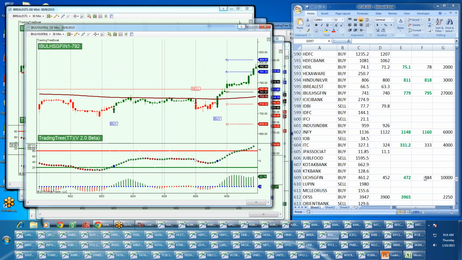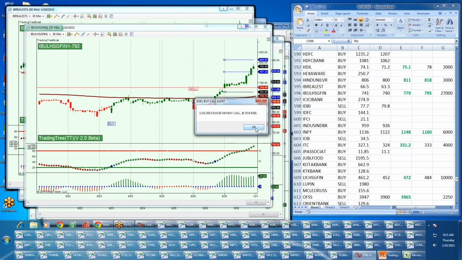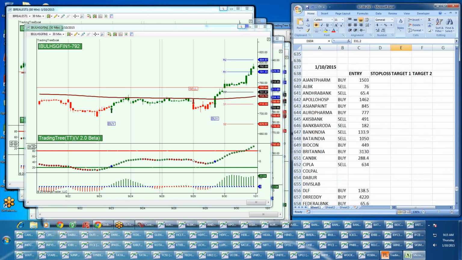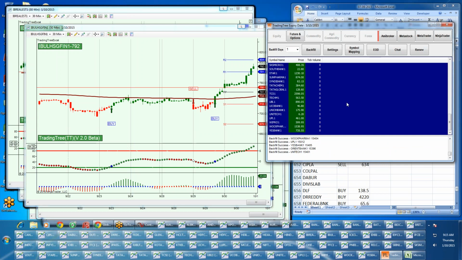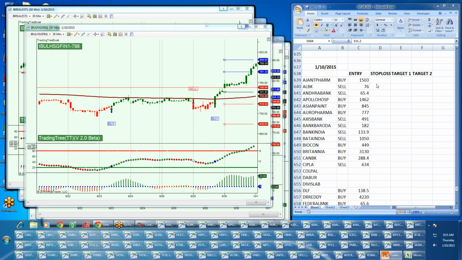This was also a very good call. India Bulls Housing Finance, 741 was the entry. So we already have a call in Biocon, IOP. So that's my data server. I just put it on to the right side. So now you can actually start adding your stop losses.